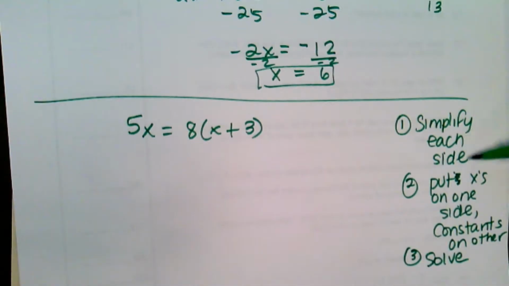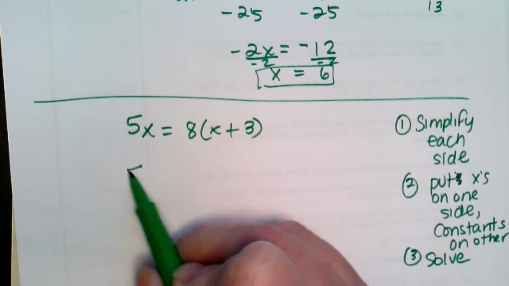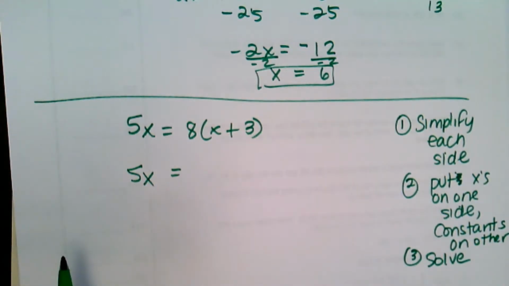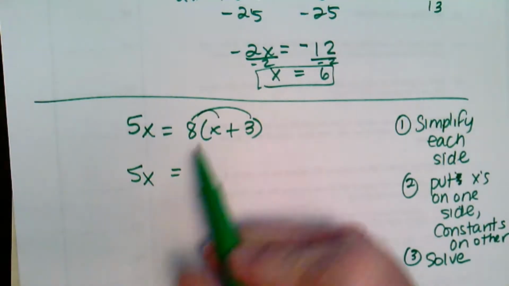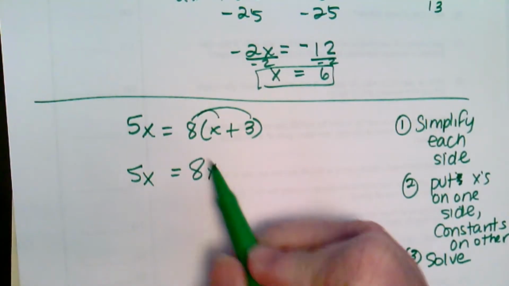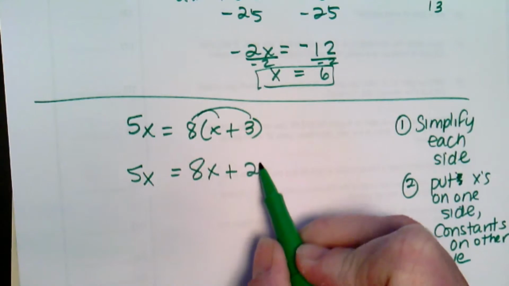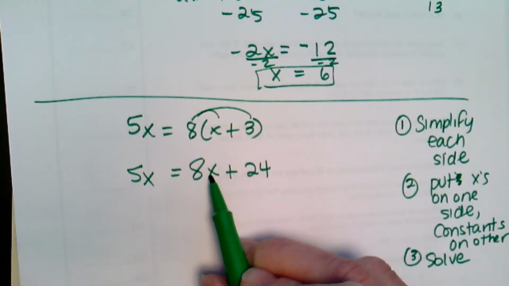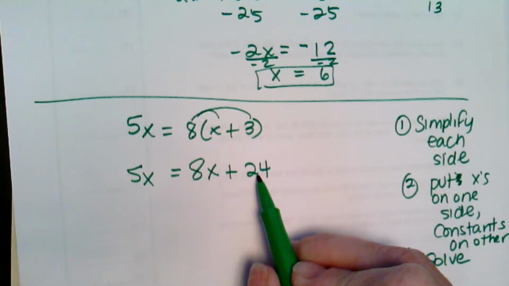Alright, so simplify each side. This side can't be simplified any more than 5x. But the other side, when we have parentheses, we always know we can simplify it even more by distributing. So 8 times x, 8 times positive 3. This is as simple as it can get. You can't combine x terms with constant terms.